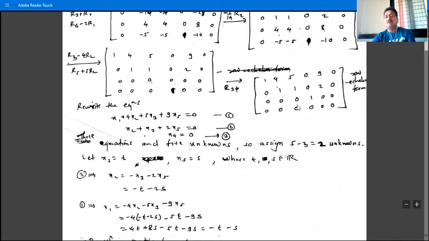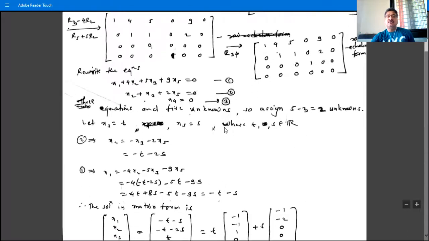And this is an echelon form. This is a row echelon form, or say echelon form. And so rewrite the equation now. So the first equation is x1 plus 4x2 plus 5x3 plus 9x5 is equal to 0. The second equation is x2 plus x3 plus 2x5 is equal to 0. And the last equation is x4 is equal to 0.